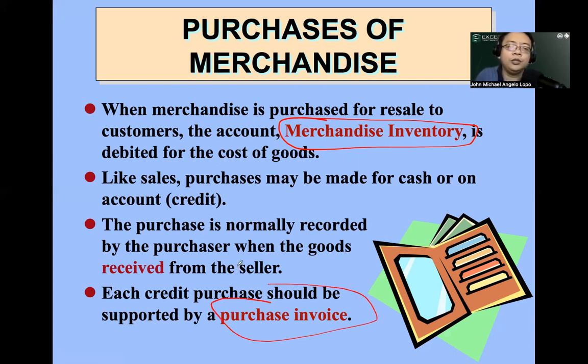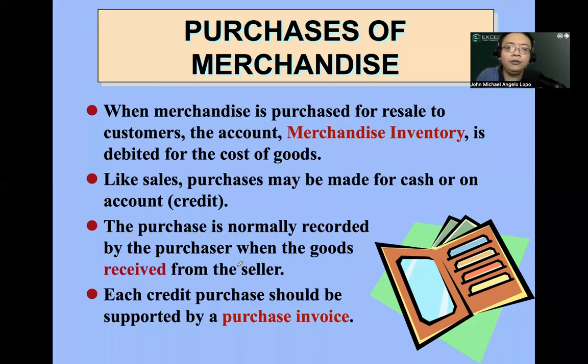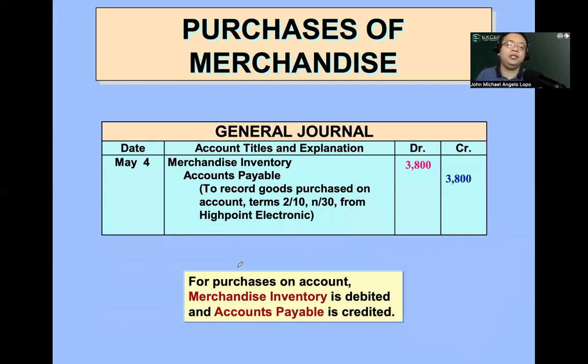So again, it is what you call merchandise inventory if it is a perpetual inventory system. Okay, please take note of this entry. You debit here merchandise inventory and credit here accounts payable worth 3,800.